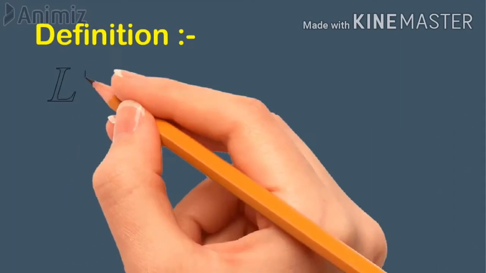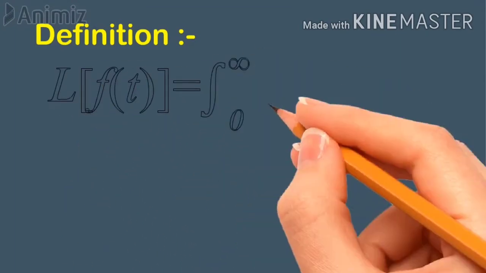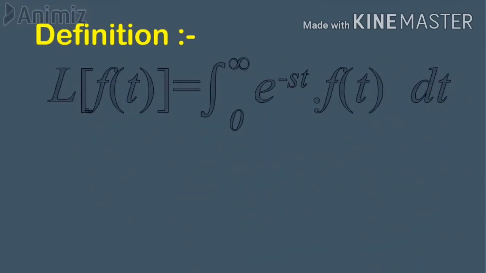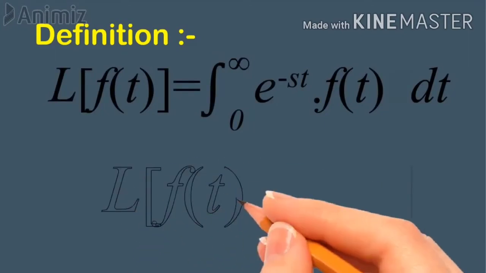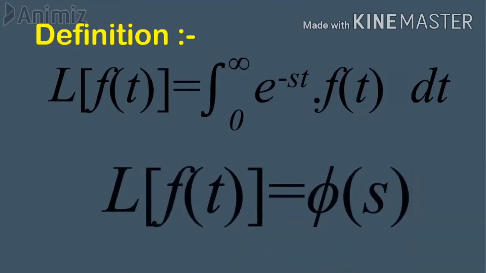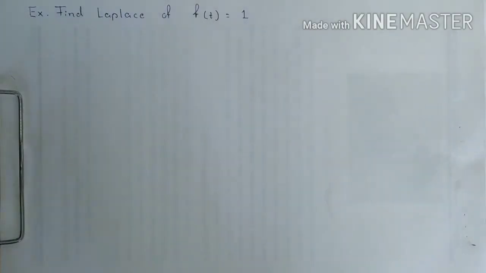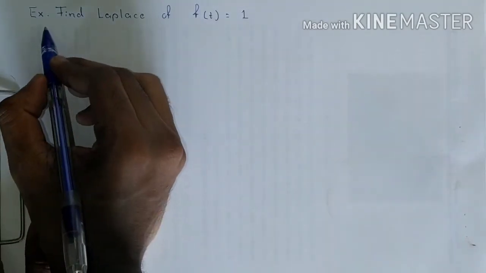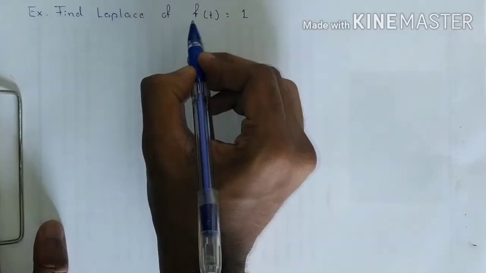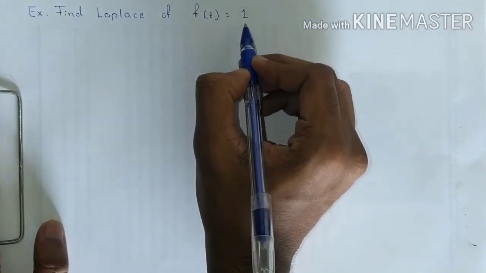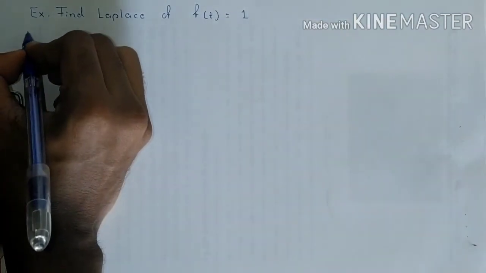Definition: Laplace of f of t equals integration 0 to infinity e raised to minus st dot f of t dt. We can say Laplace of f of t is also the same as phi of s. Let's try to solve an example by using the formula or definition. Find the Laplace of the function f of t equal to 1. Here the function is 1.